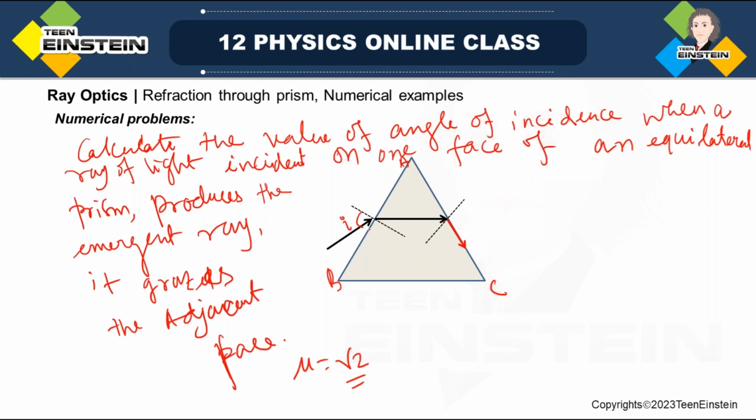when this ray is refracted, it goes through the AC face itself, grazing the AC face. That means it is going tangential to the AC line. Now the angle of refraction at this place is 90 degrees, because this ray is grazing the AC surface.